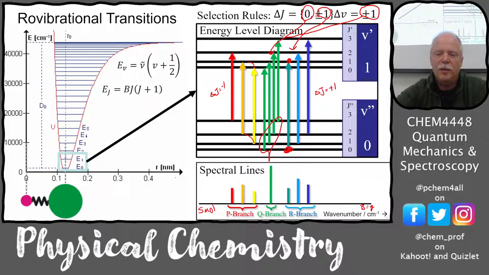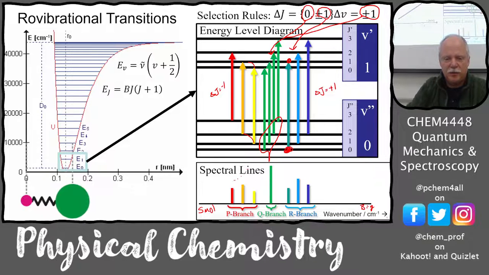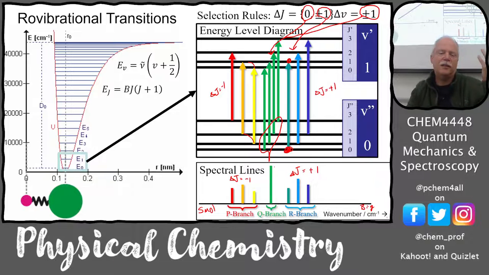And those P branches are the delta J minus ones. And the R branches are delta J equals plus one. Q branch, delta J equals zero.